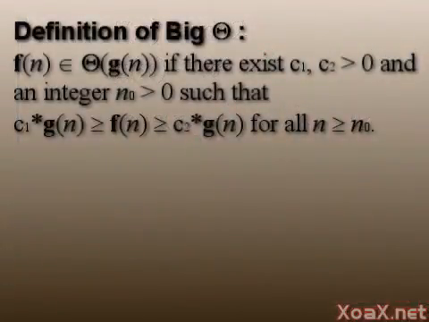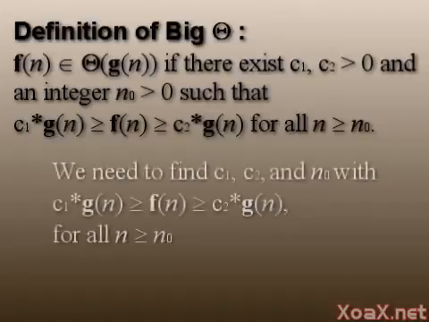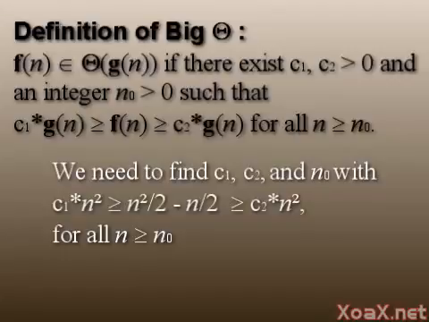Now in order to show that the algorithm is big theta of n squared, we need to find positive constants c1 and c2 and a positive integer n0 such that c1 times g of n is greater than or equal to f of n, which is greater than or equal to c2 times g of n. That is, c1 times n squared is greater than or equal to n squared divided by 2 minus n divided by 2, which is greater than or equal to c2 times n squared for all values of n greater than or equal to n0.